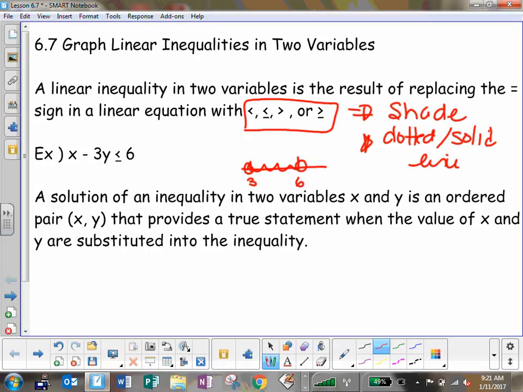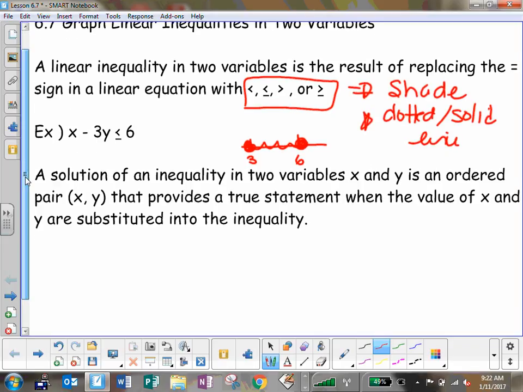But if we solid in, because of the equality statement that we would see, we know that 3 and 6 would be part of our solution, yes? So likewise, when we're graphing the line and our line is solid, because we see an equal sign in that inequality, then we know the values on the line are also part of the solution. Y'all with me?